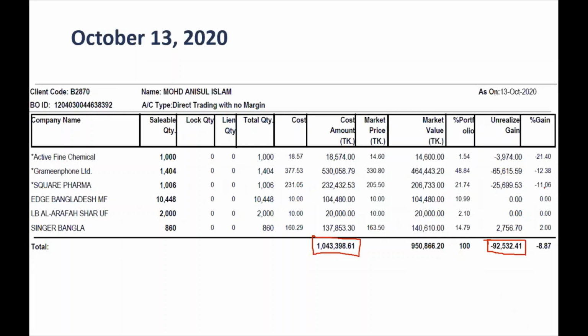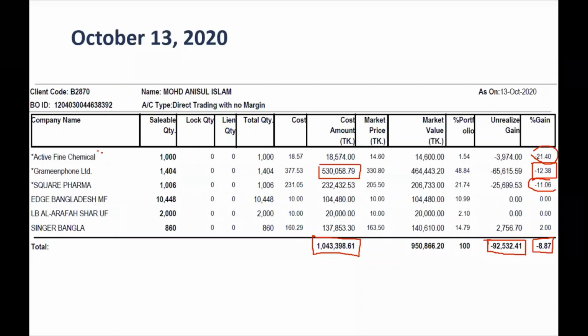Still, Grameen Phone loss was 16 point something percent last year. Now the loss is around how much, based on this invested figure? 12.38%. But in terms of portfolio, what is my loss percentage? 8.87%. It is not 21.44%, it is not 12.38%, it's not 11.06%, but it is 8.87%.